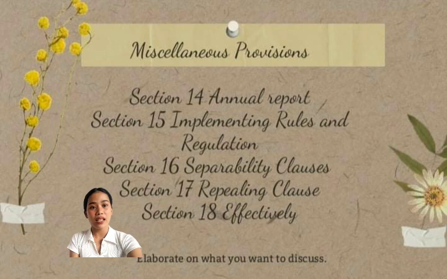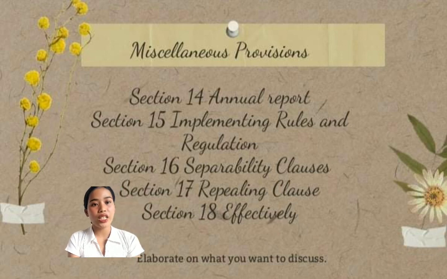Miscellaneous provisions. Section 14. Annual report. The DILG, DTI, and BSP shall submit an annual report to Congress on the status of the implementation of this act. Section 15. Implementing rules and regulations. The Secretary of the Department of Trade and Industry, in consultation with the Secretaries of DILG, DOF, and the BSP Governor, shall formulate the necessary rules and regulations to implement the provisions of this act within 90 days after its approval.